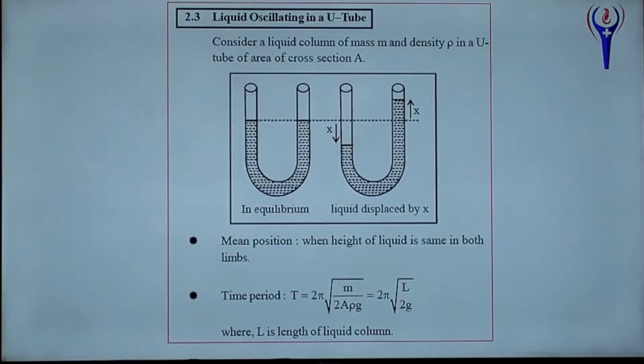And liquid oscillating in a U tube. T equal to 2 pi into square root of m by 2a rho g, equal to 2 pi into square root of L by 2g. Here L is the length of the liquid column. T equal to 2 pi into root of L by 2g.